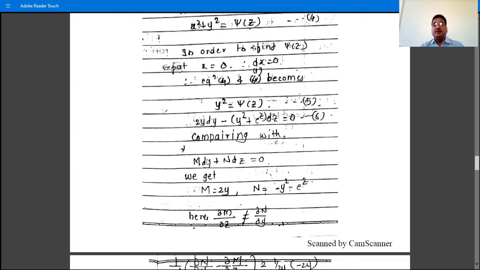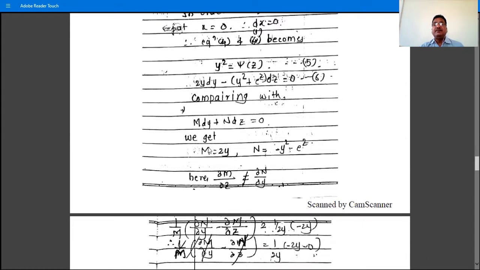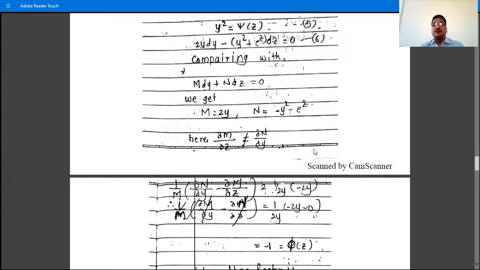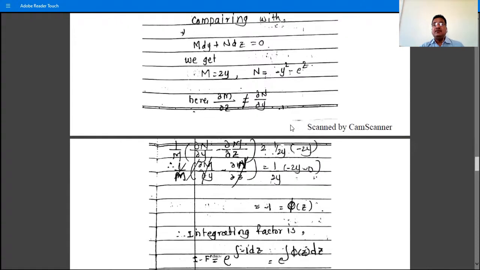So here compare this equation with M dy plus N dz is equal to 0. Obviously M and N are now functions of y and z. So M is 2y, N is minus y square minus e raised to z. And if we check del M by del z and del N by del y, M is the coefficient of dy, so its derivative with respect to z, and N is the coefficient of dz, so its derivative with respect to y. The derivative del M by del z is 0 and del N by del y is minus 2y. Okay, and therefore these two are not equal.